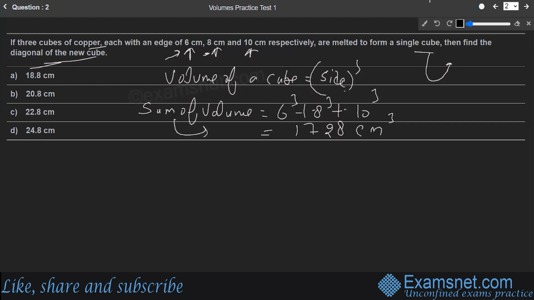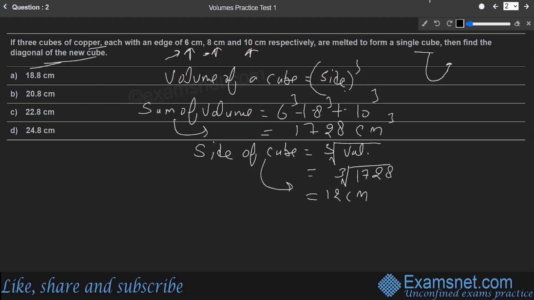Now he says the diagonal of the new cube is to be found. For finding the diagonal, we need to find the side first. The side of a cube is always given by the cube root of the volume. The volume we already have as 1728, so it's going to be the cube root of 1728. The cube root of 1728 is nothing but 12 centimeters. So this is the side of that cube.